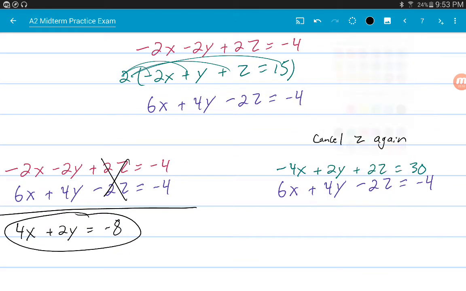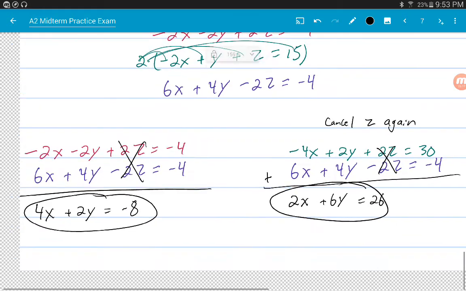We'll use addition again to cancel out these z's, because they have opposite signs, so we can just add them. Negative 4x plus 6x is 2x. 2y plus 4y is 6y. 2z plus negative 2z cancels out. And 30 plus negative 4 is 26. So this is my second equation.